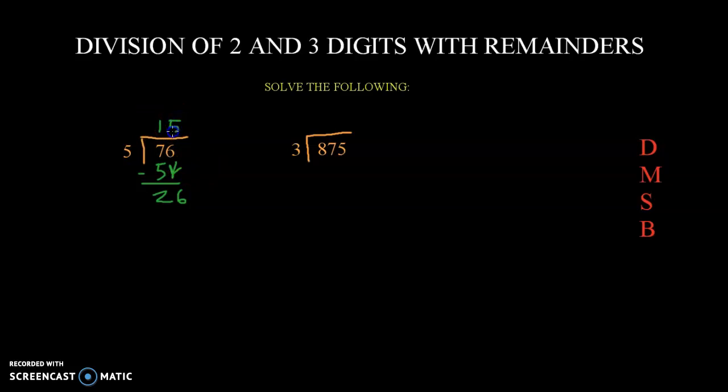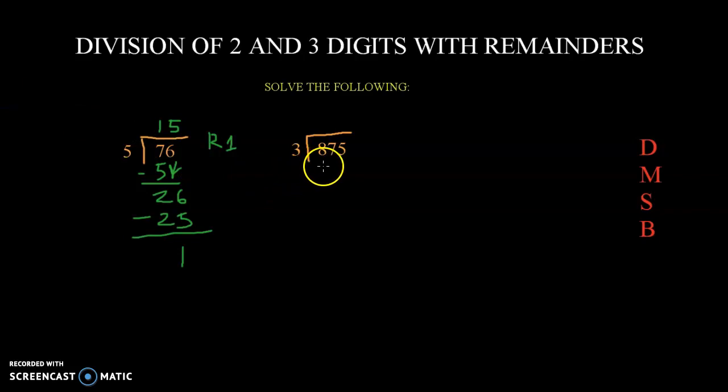Okay, good job. 5 times 5 is? 25. Okay. And there's 1 left, right? So what do we put this as? 15 remainder 1. Done. And now let's go on to the next one.